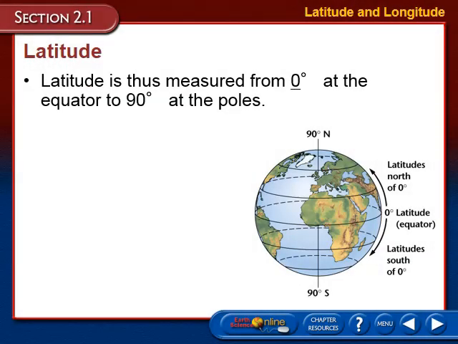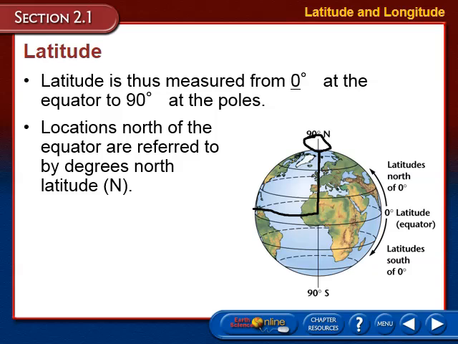Latitude is measured from 0 degrees at the equator to 90 degrees at the pole. Think of a 90-degree angle, okay? If the North Pole is here, this could be where my line of latitude is. Not a very straight line, but you get the idea. Locations north of the equator are referred to by degrees north latitude, okay? So if this, for example, is 30 degrees.